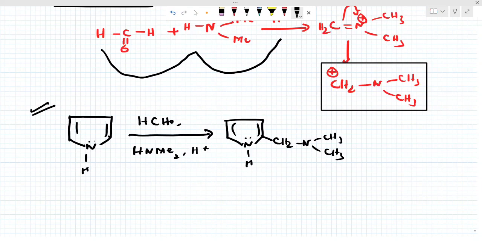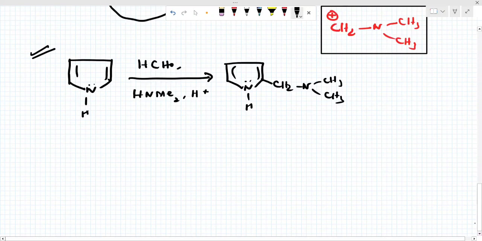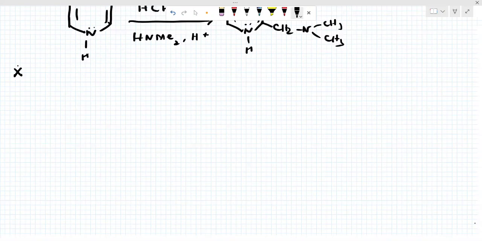Okay, now what is this target? Where is the position of the electrophile going to attack on the substrate? Okay, this we have to know. Now we can find out the product very easily. Now I give one more reaction, very important. Please note. This is a very important reaction.